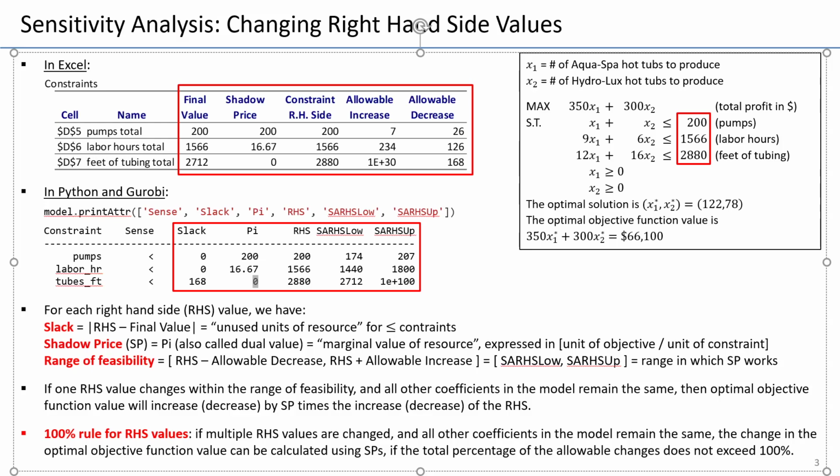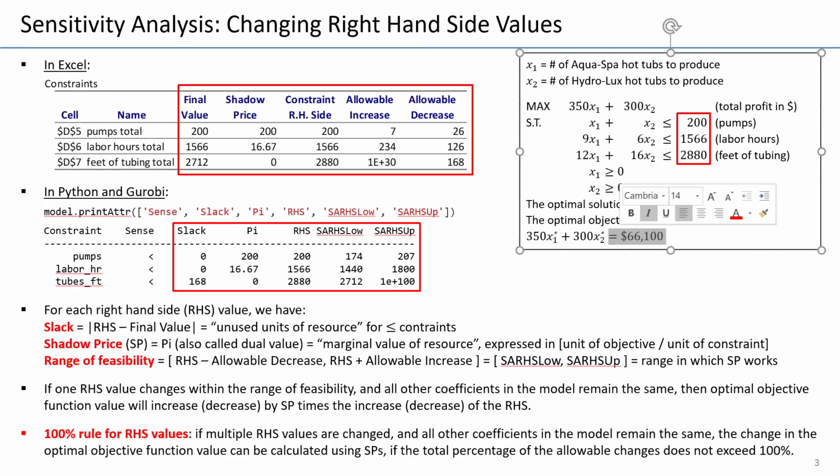So it's important to notice that the unit of the shadow price is the unit of the objective divided by the unit of the constraint. In this case, the first shadow price, this 200, should be measured as dollars of profit divided by number of pumps, so dollars per pump. This would be dollars per labor hour, and this would be dollars per foot of tubing. We will see how we can use the shadow price to determine the impact of changing available resources on the optimal objective function value, on the optimal profit that we achieve here.